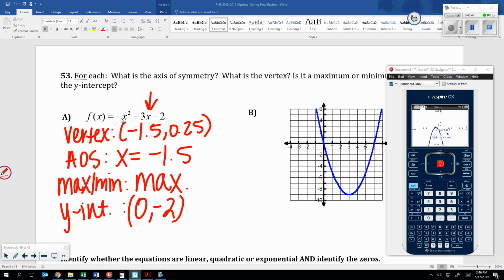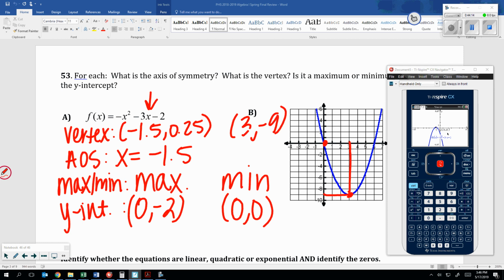So with B, it's already graphed for us. So for B, our y-intercept right here is 0, 0. The maximum or minimum is at the bottom, so it's a minimum. Our axis of symmetry, what is our vertex first? So our vertex here is 3, -9. So then we see that our axis will be x equals 3.